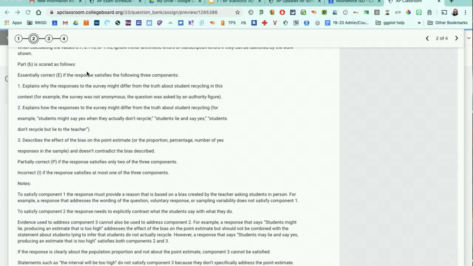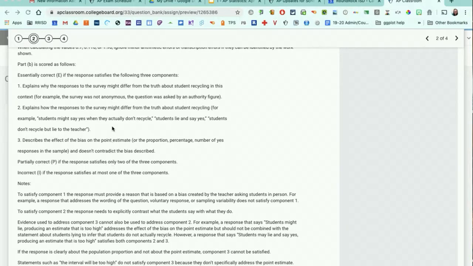Part B, it says essentially correct if the response satisfies the following 3 components. It explains why the responses might differ from the truth. So they're not anonymous, they were asked face-to-face by an authority figure. Second, it explains how the survey responses might differ from the truth. So students might say yes when they don't actually recycle because they don't want to make the teacher feel bad, etc. And then the third thing is to describe the effect of the bias on the point estimate. So basically saying that the proportion is too high, or there's a higher number of yeses than there should be, etc. And it doesn't contradict the bias that you described up here. So if you had all 3 of those things, you would get an E.